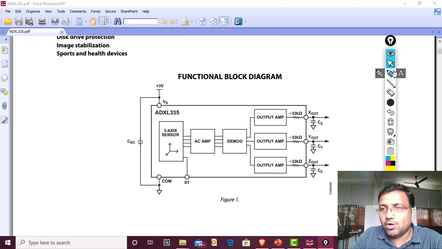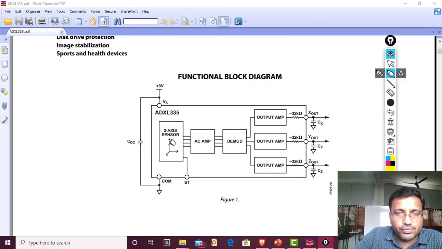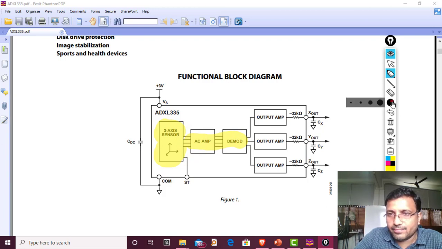Okay, here is a block diagram of the ADXL335. So we have a 3-axis sensor. This sensor has an AC amplifier, then a modulator. After that, this demodulated output is given to an output amplifier for each axis. There are 3 capacitors, CX, CY and CZ, and you will get the X output, Y output and Z output. It operates from 3.3 volt up to 6 volt.